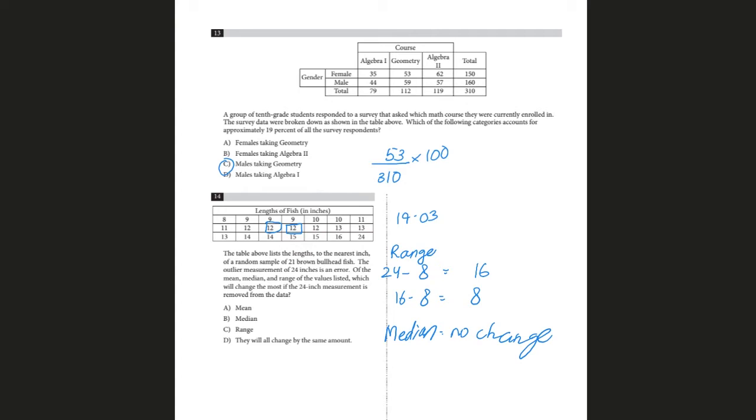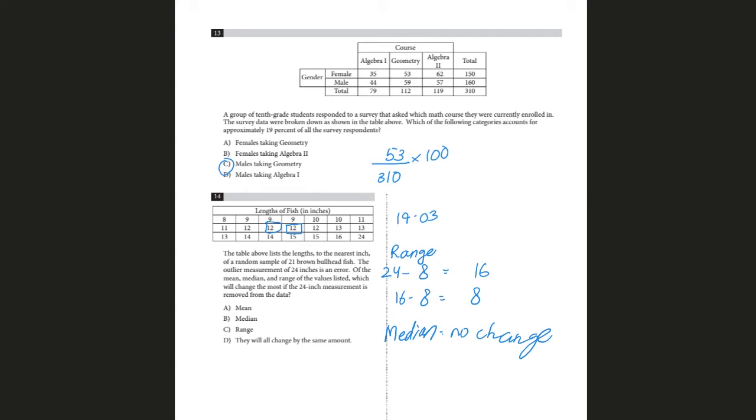All right, so let's look at what's going to happen to the mean as well. You're just going to add up all the lengths and then divide by the total. It's 11 plus 11 plus 12 plus 12 plus 12 plus 12 plus 13 plus 13 plus 13 plus 14 plus 14 plus 15 plus 15 plus 16 plus 24 over 21.